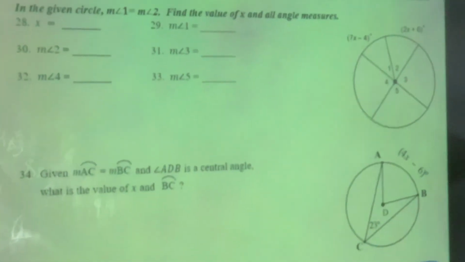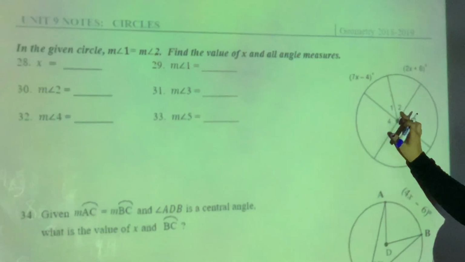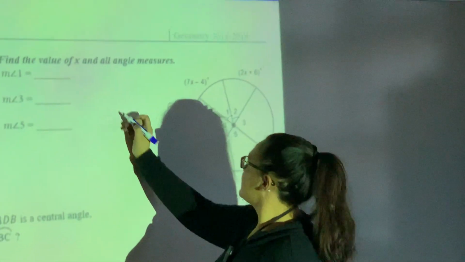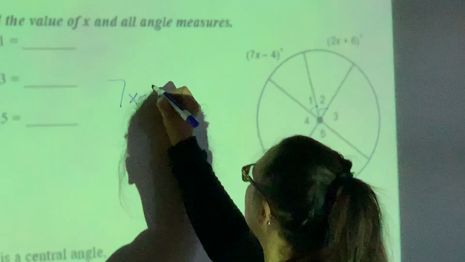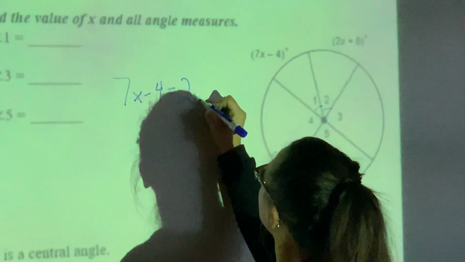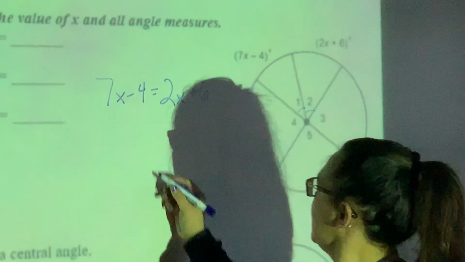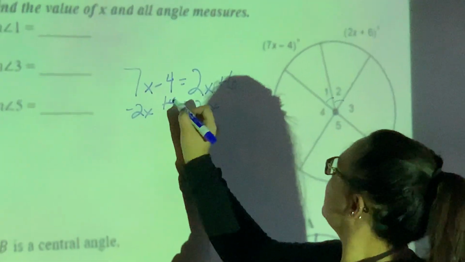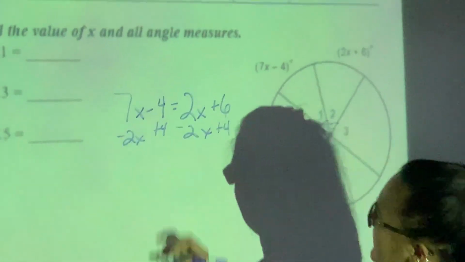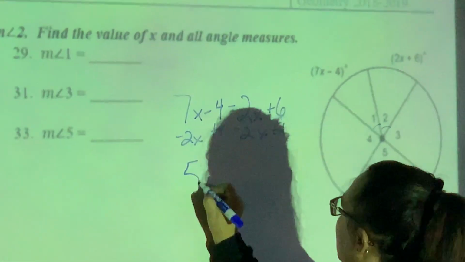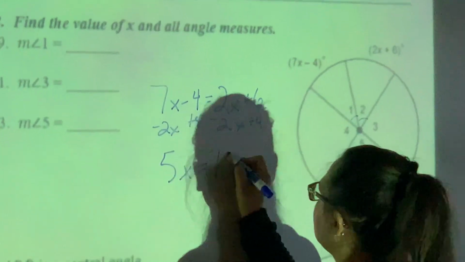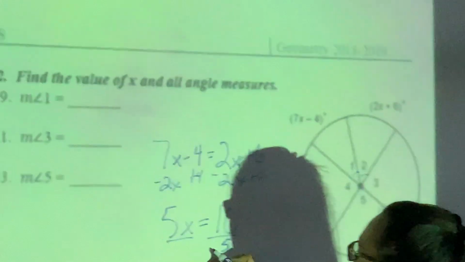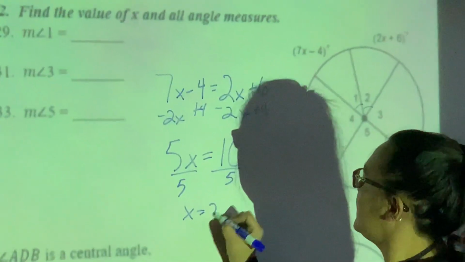Alright, so now that hopefully you've solved for this, we know that these two are equal to each other, so we can set those two equations equal to each other, where 7x minus 4 equals 2x plus 6. Subtract 2x from that side, and add 4 to each side. We get 5x equals 10. And divide by 5, x equals 2.